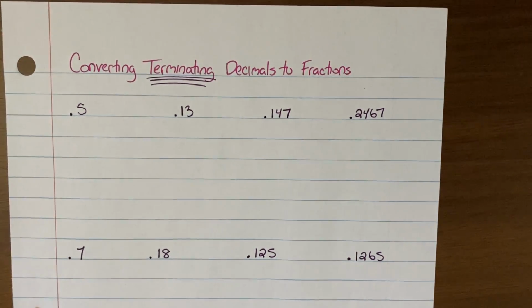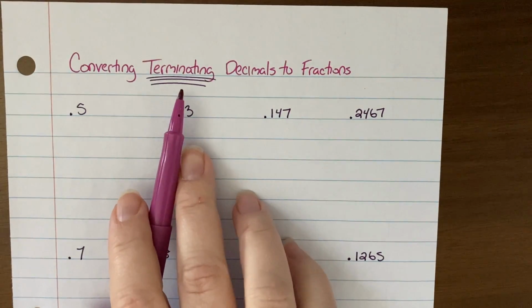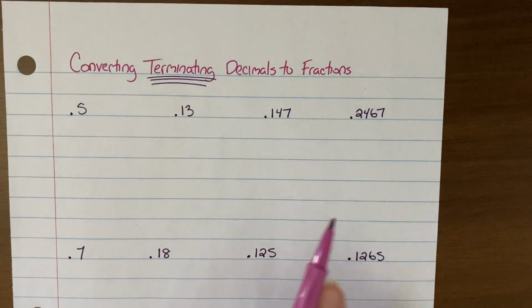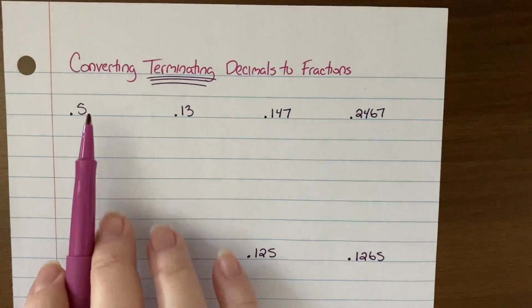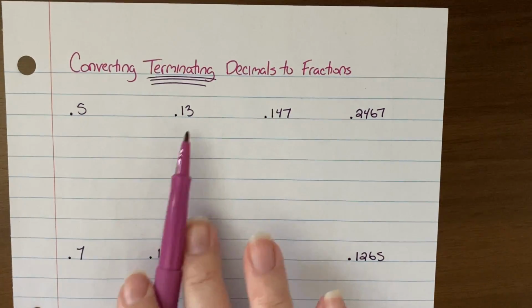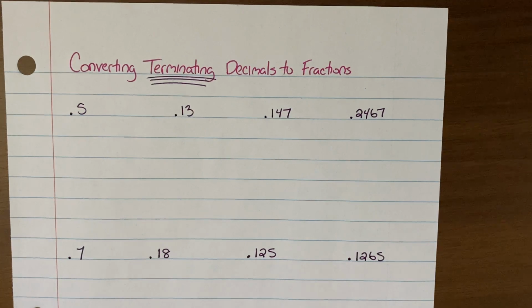When we are converting decimals to fractions, there are two different methods, and it depends on what kind of decimal you're dealing with. The easier one is when we have a terminating decimal. You can see I have 8 terminating decimals here. The word terminating just means that these numbers end. You'll see 0.5, that's it. 0.13, that's it. They just end in that spot.